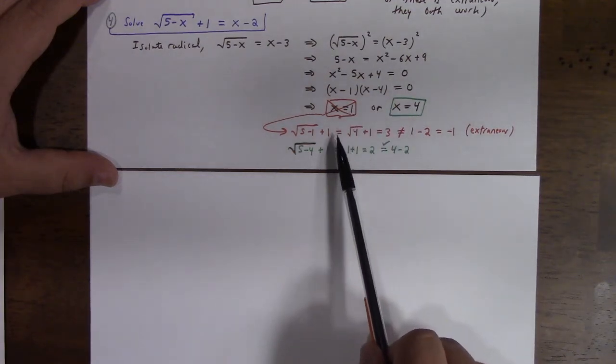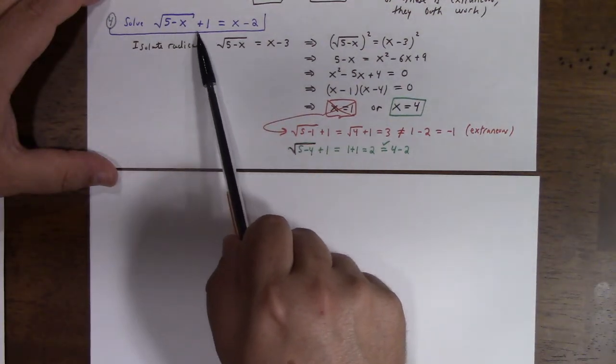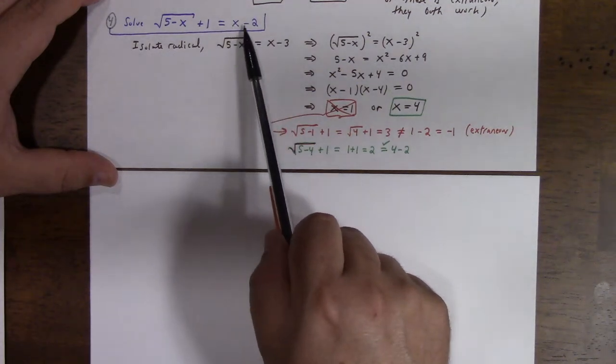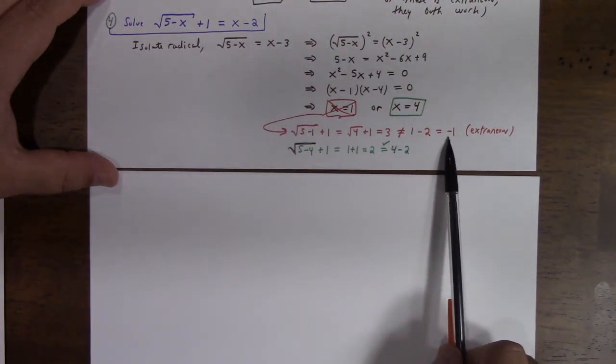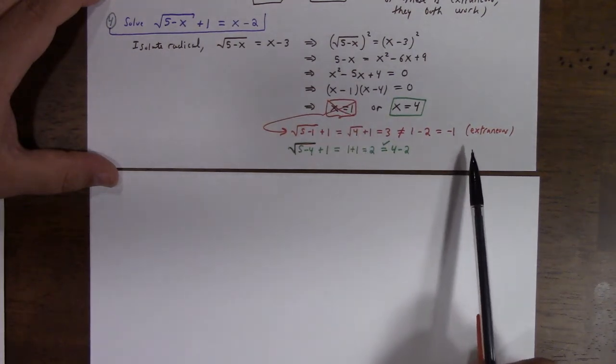When you try out 1, it doesn't work, because when you plug in 1, you get the square root of 4 plus 1, which is 3, and 3 is not equal to 1 minus 2, because 1 minus 2 is minus 1. So this guy is an extraneous solution. It's not even in the solution set.